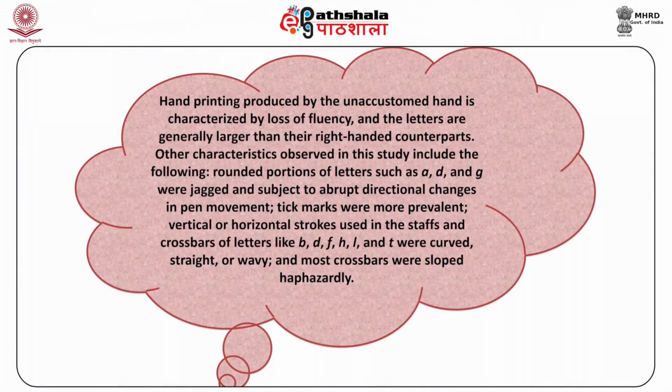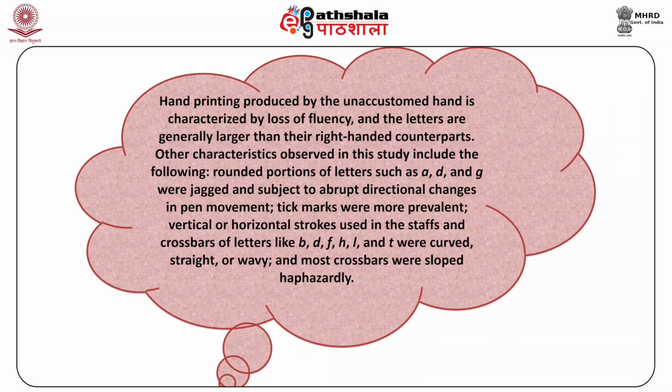This method usually affects the skill of the writing, thereby creating a drastic difference in the pictorial appearance of the letter. Dawson's study confirmed the past research regarding the use of a custom hand as a method of disguise. His study comprised 20 participants who were instructed to write the letter London once with the right hand and once with the left hand. Hand printing produced by a custom hand, sometimes referred to as offhand writing, is characterized by loss of fluency, and the letters are generally larger than the right hand counterparts.